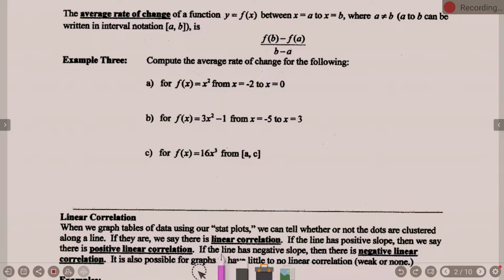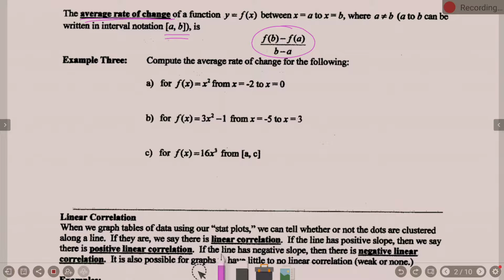Okay. The average rate of change of a function y equals f of x from x equals a to x equals b, where a cannot equal b, is given by this formula: f of b minus f of a over b minus a. That is based on an interval from a to b. That is our average rate of change.